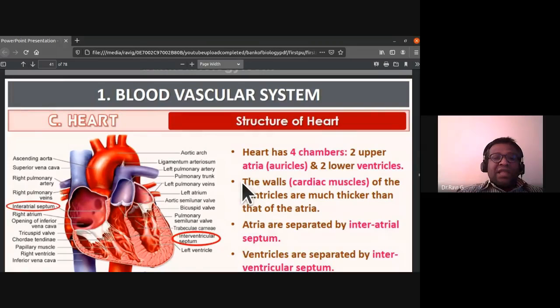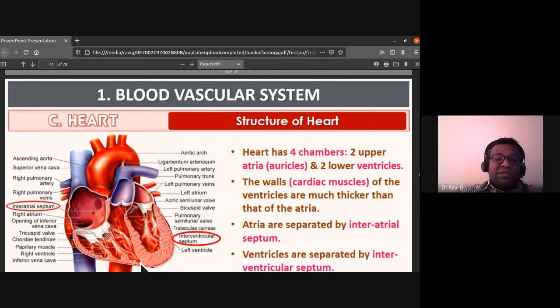Okay, so that is the labeling and brief description of the heart. Let us go point by point. The heart has four chambers, two upper auricles and two lower ventricles. The walls, the cardiac muscles of the ventricles, are much thicker than those of the auricles or atria, which have thinner walls.